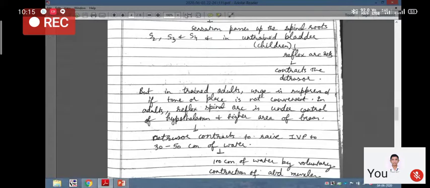So the detrusor contracts to raise the intravesical pressure to 30 to 50 centimeters of water, and by voluntary contraction of the abdominal muscles, the pressure can rise up to 100 centimeters of water.